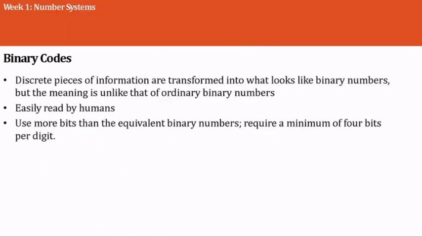Okay, so for binary codes, discrete pieces of information are transformed into what looks like binary numbers, but the meaning is unlike that of ordinary binary numbers, and they are easily read by humans, and use more bits than equivalent binary numbers. Binary-coded decimal requires a minimum of 4 bits per digit.